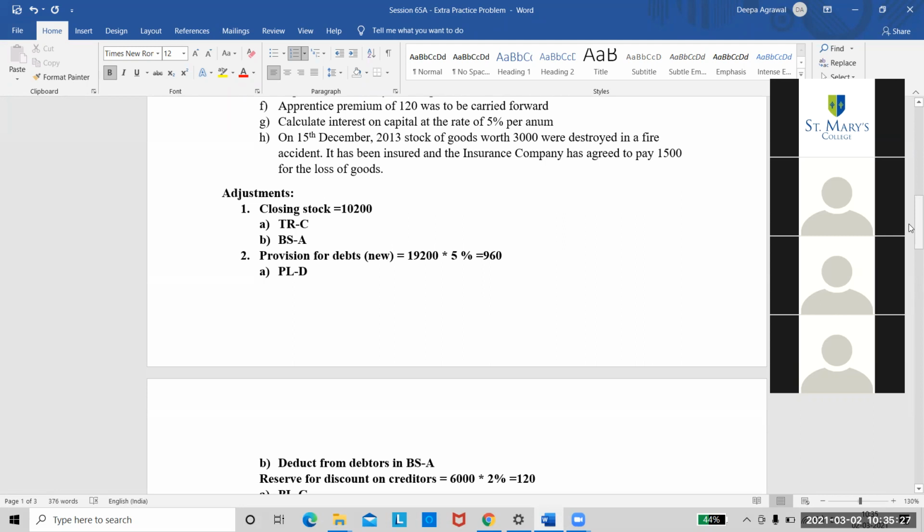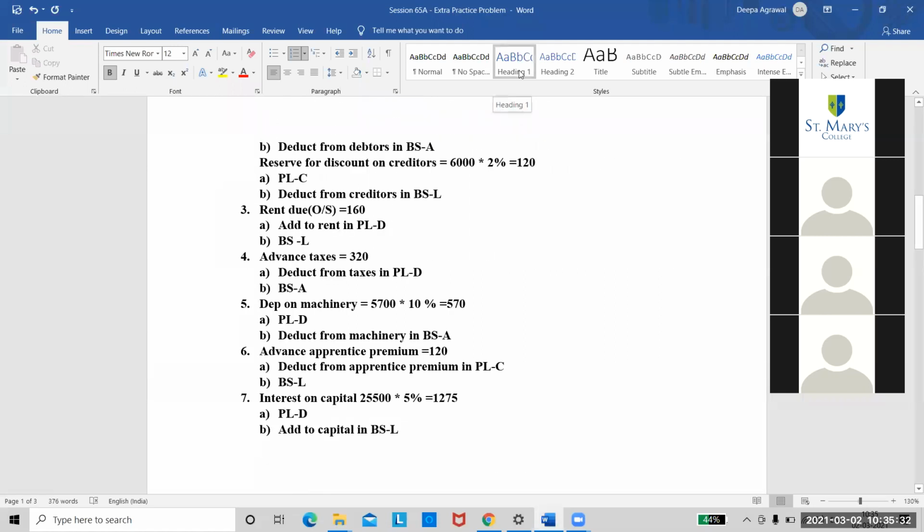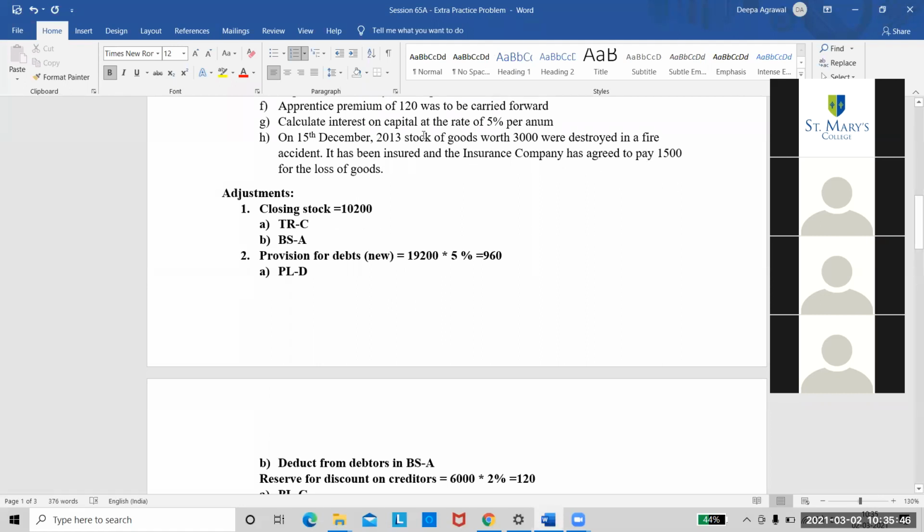Sometimes the insurance company says, no, this loss was not due to fire. This loss is due to some short circuit. So we are not going to give you the claim because you insured the goods only against fire. So in that case, the entire loss is ours, isn't it? So now see in this example, how many goods were destroyed? 3,000 is the total loss. From the 3,000, the insurance company is paying us 1,500. So what is our actual loss? 1,500 is the actual loss.